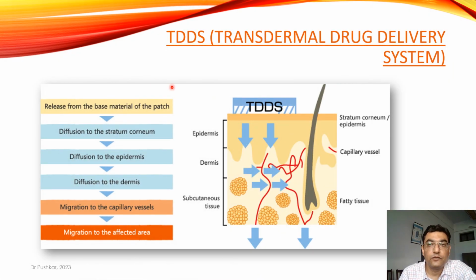Now we will understand one very important transdermal drug delivery system. What really happens is that if we apply a drug topically here, it will diffuse through the stratum corneum, then diffuse to the epidermis, then the dermis, and it will migrate to the capillaries here, reach the systemic circulation, and reach its site of action. This is known as transdermal drug delivery system, a very important system to know.